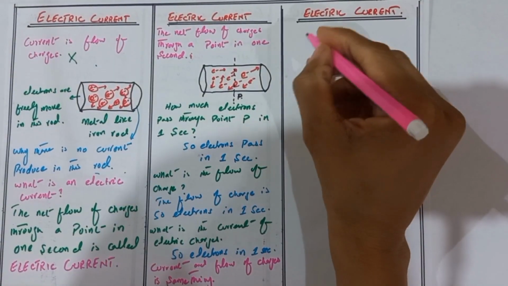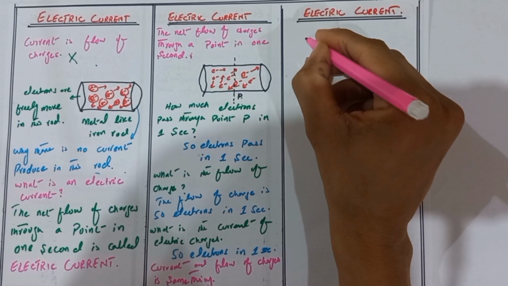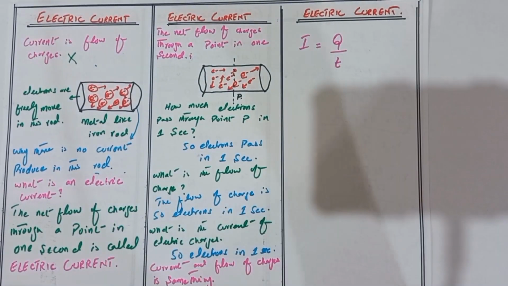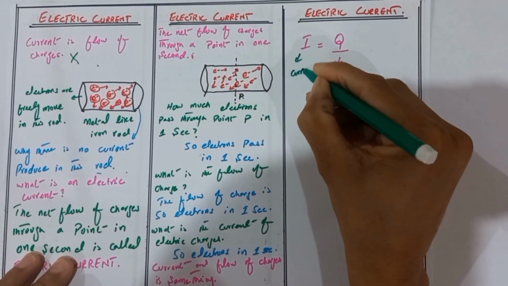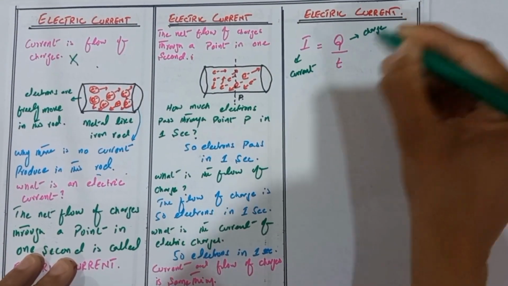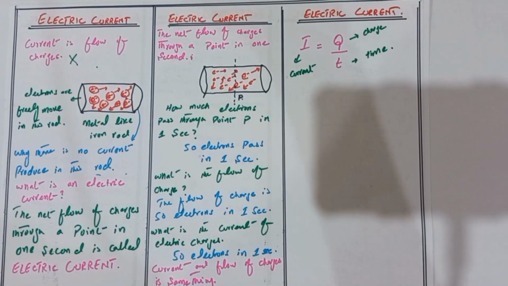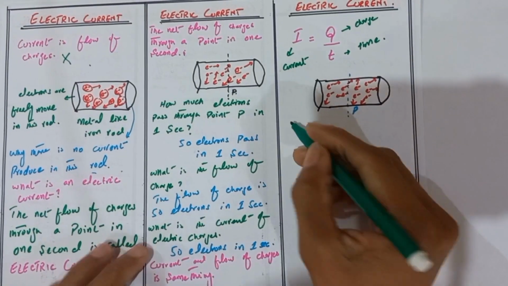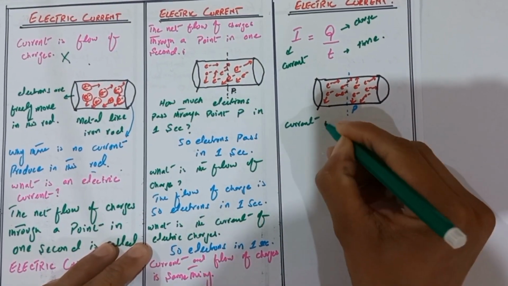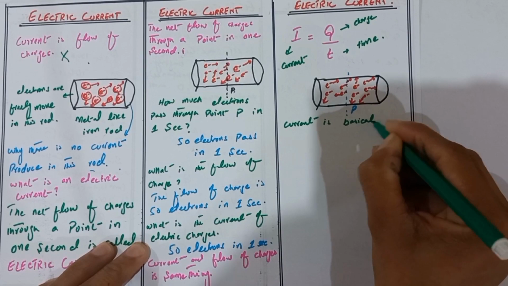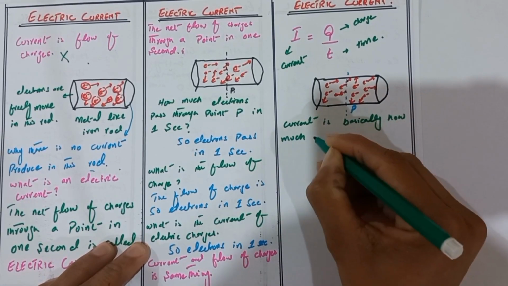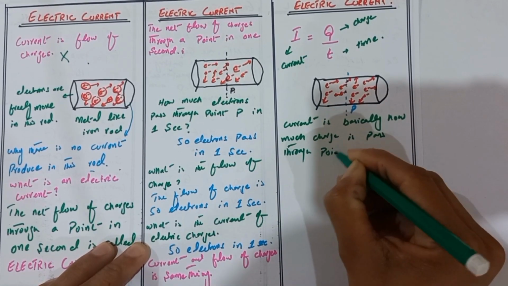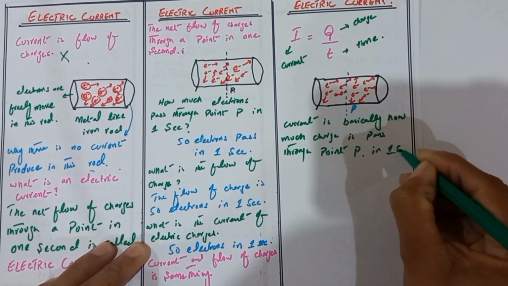Therefore, we define electric current, and the formula of electric current is the net flow of charges in 1 second. Here I represents current, Q is charge and T is time. So current is basically how much charge is passed through point P in 1 second.